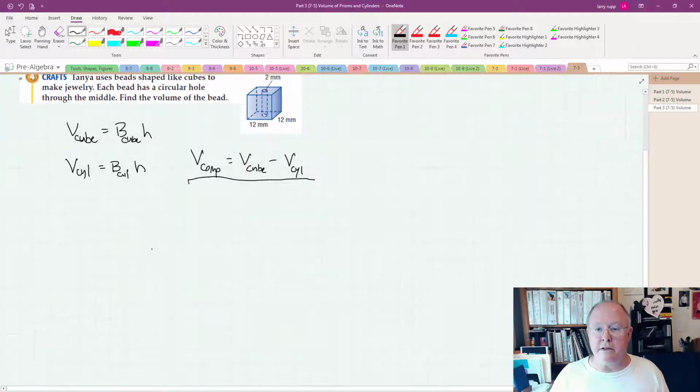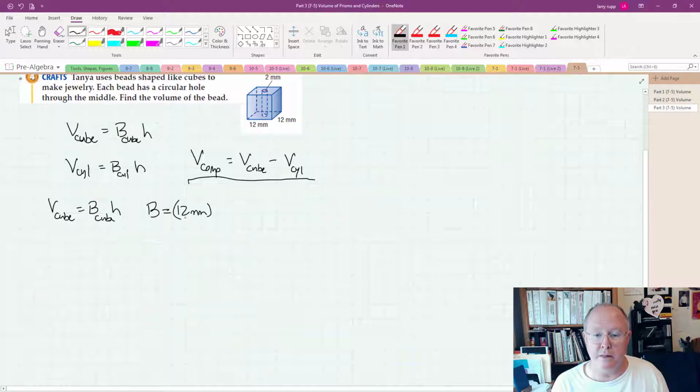Well, now that we have it broken down into that, now we can go about figuring out the pieces to it. Okay, so let's go about figuring the volume of the cube. There we say that it's equal to the base of the cube times the height. Well, what's the base of the cube? The base of the cube is this 12 millimeters by 12 millimeters, right? So the base is equal to 12 millimeters times 12 millimeters, which is equal to 144 millimeters squared.